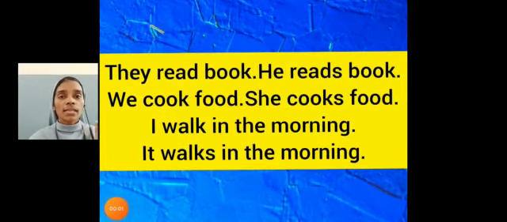Next, I work in the morning. Dear students, when we use I and you as the subject, even though the subject is singular, the verb takes its plural form. So, I walk in the morning. Next, it walks in the morning. Here, it is the third person singular, so the verb adds S to it. Walks.